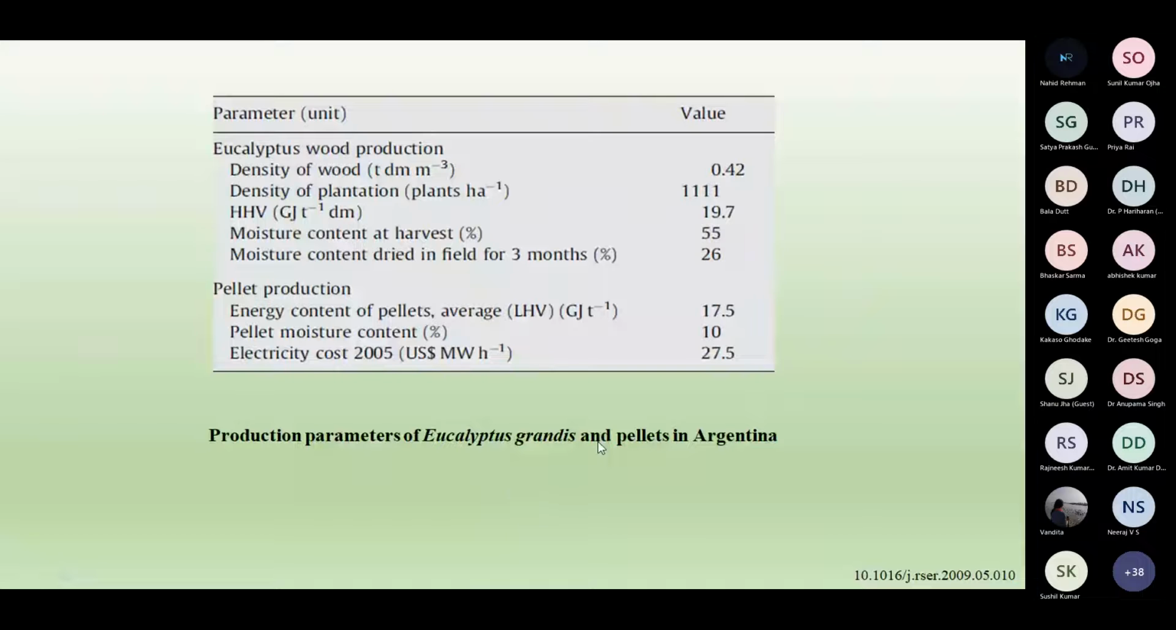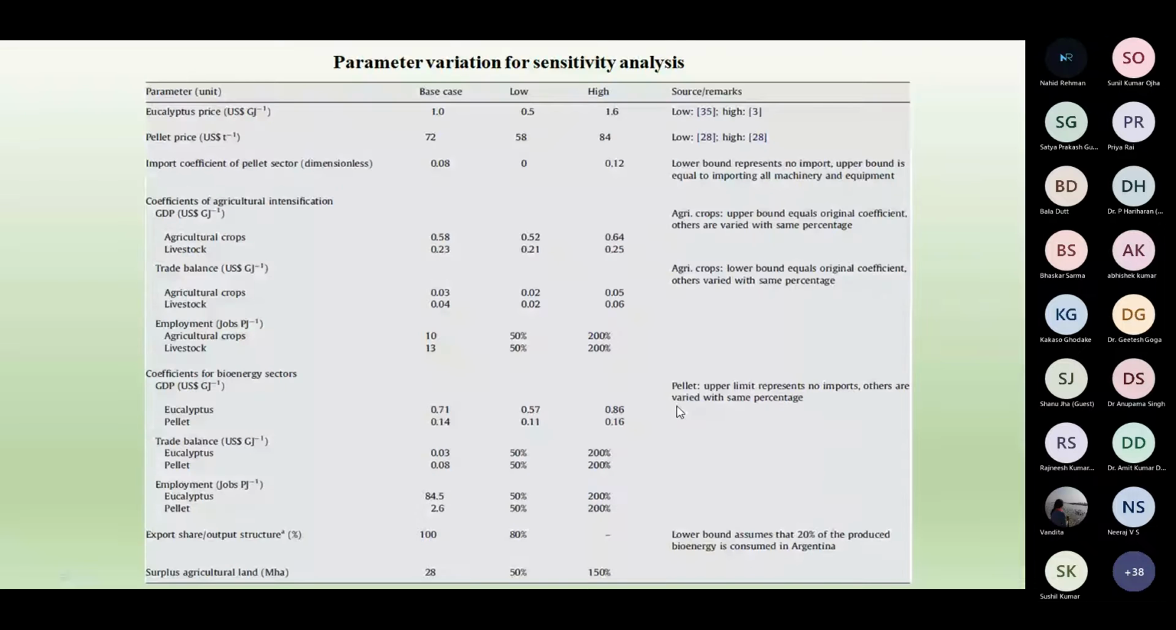So here it is shown how much energy is present in the pellet of the eucalyptus in Argentina. These are the details of those eucalyptus wood, like density, plantation, moisture content, and then how much energy will be there in these pellets. This is the consolidated presentation of the variation for sensitivity analysis of different parameters shown over here.